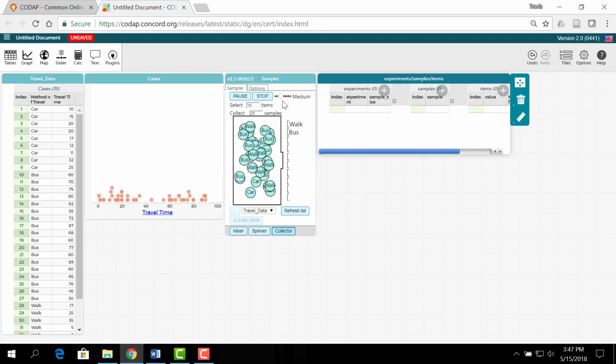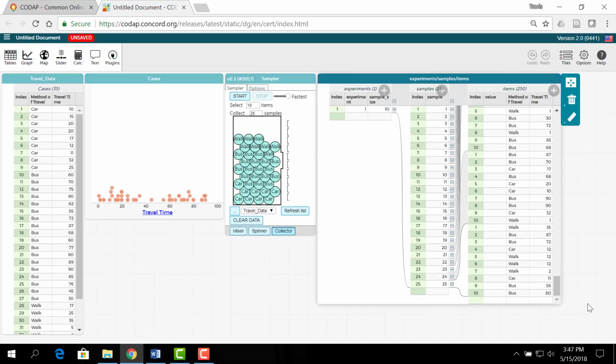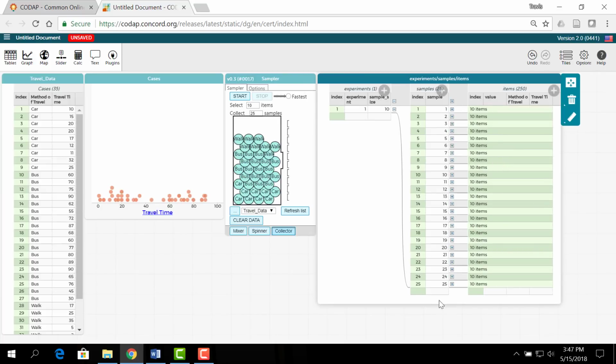So when I run my sampler, again, it's randomly drawing 10 individuals to create a single sample. If we speed it up a little bit, what we see here in our table is a single experiment, a single run of this collector, that consists of 25 samples, and each of these 25 samples consists of 10 items to make our 250 items total. Just like when we were dealing with sample proportions, we still need to make a sample statistic, but this time we're going to look at sample means, because that's the general measure of center for a quantitative variable.